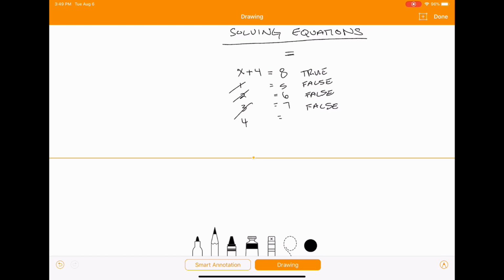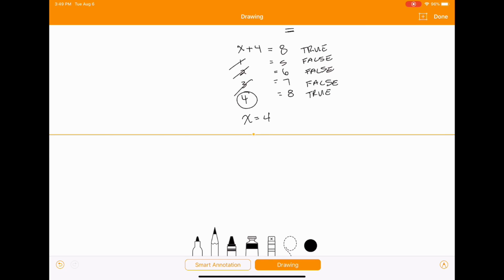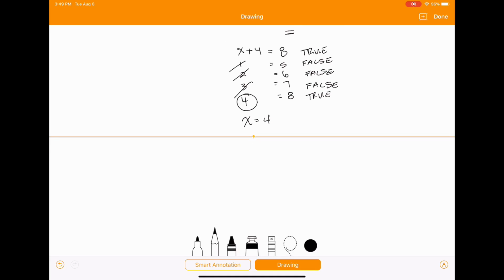We plug in 4. 4 plus 4 is 8. That one is true. So therefore we know that x has to equal 4. Now, that's kind of a tedious way to solve these problems. So what we can do is use our basic arithmetic to help solve for x.